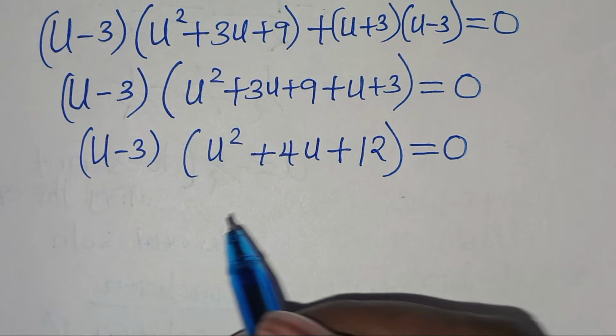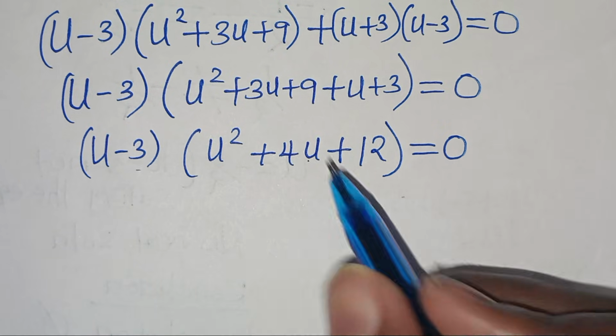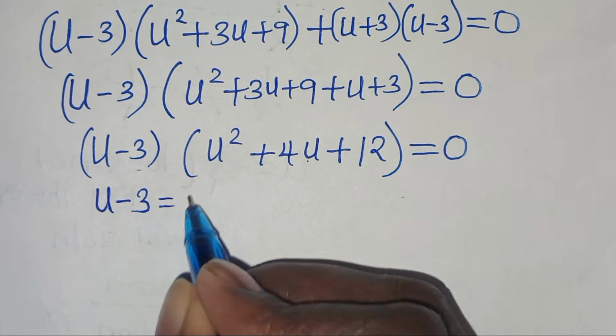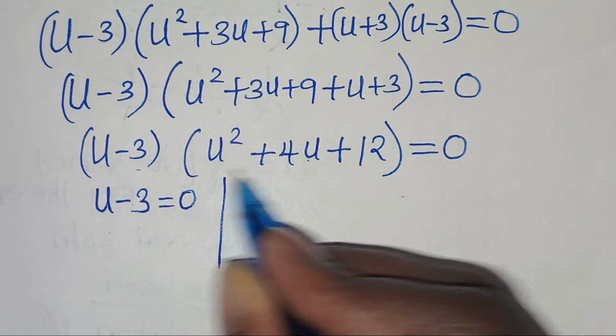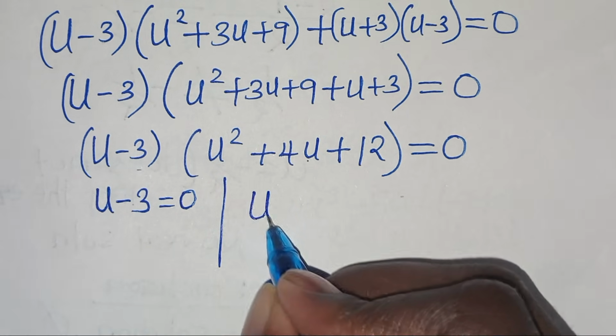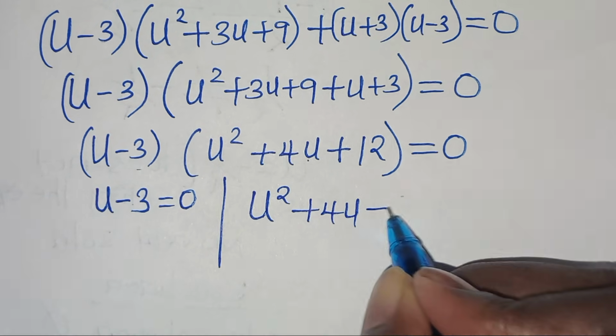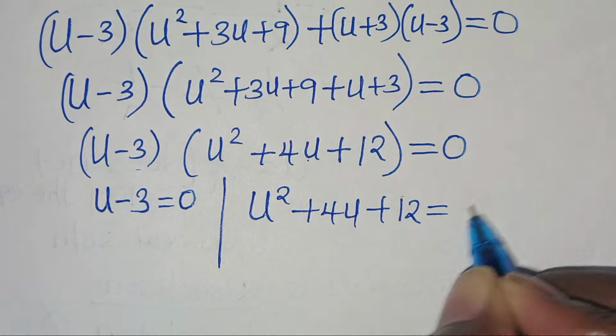The next step is that we have got two parts here. The first part is u minus 3. This is equal to 0. And the second part is a quadratic equation, which is u to the power of 2 plus 4u plus 12. This is equal to 0.